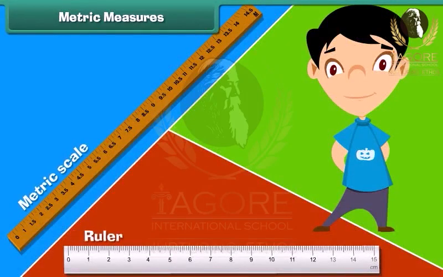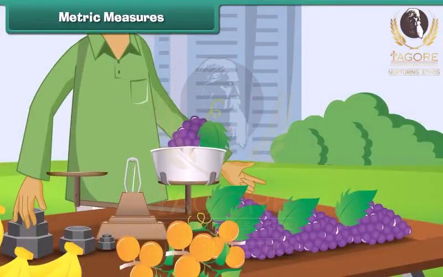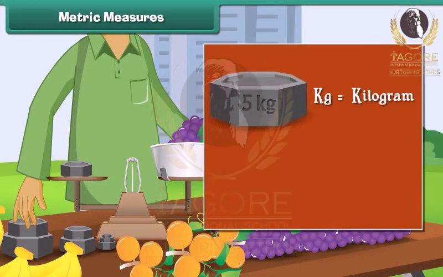Metric measures. Meter is represented by m and centimeter by cm. The weight of an object is measured in grams and kilograms. The symbol kg represents kilogram while the symbol g represents gram.